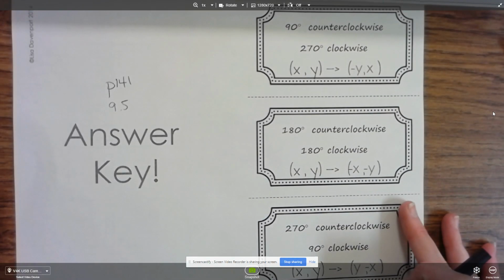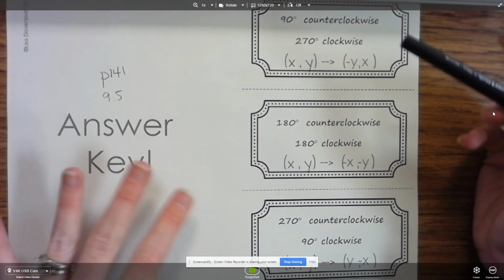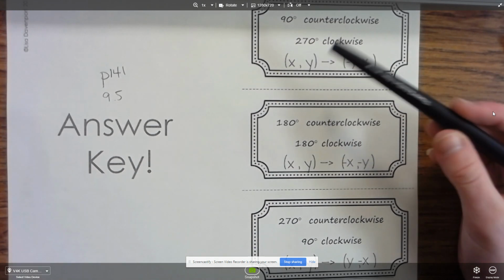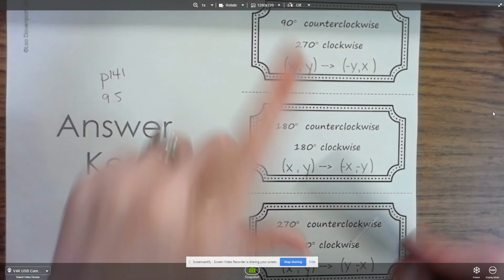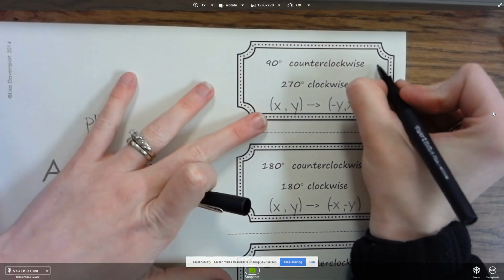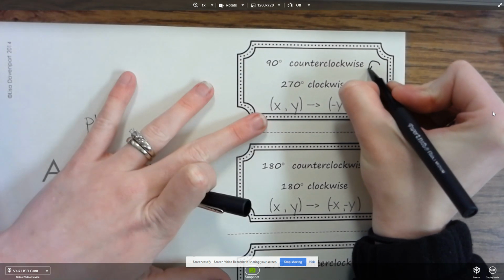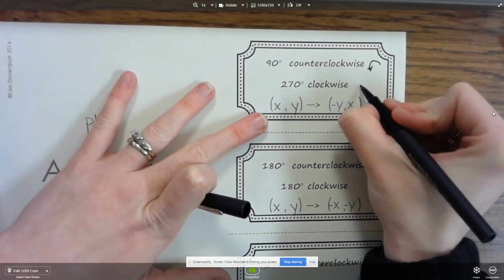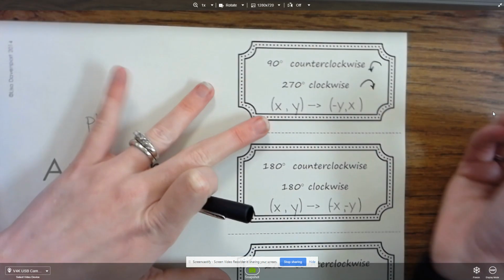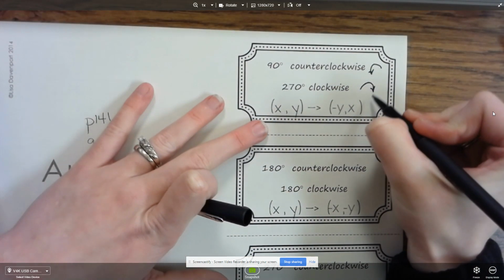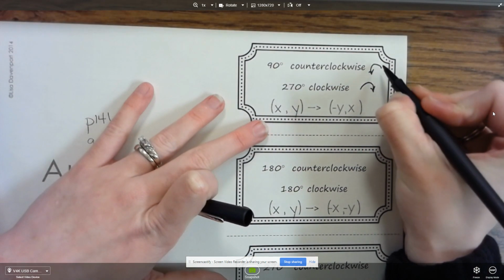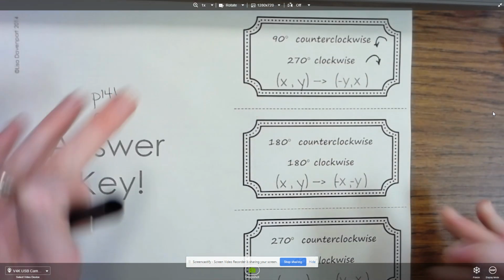This video is for rotations. So our rotations we can do two different ways. We can go counterclockwise or clockwise. So counterclockwise is if we turn something this direction. Clockwise is if we turn it this direction. So the hands of a clock always move clockwise. If we go the opposite direction, that's counterclockwise.